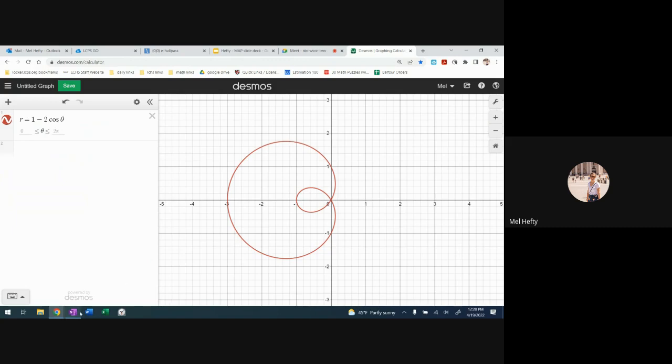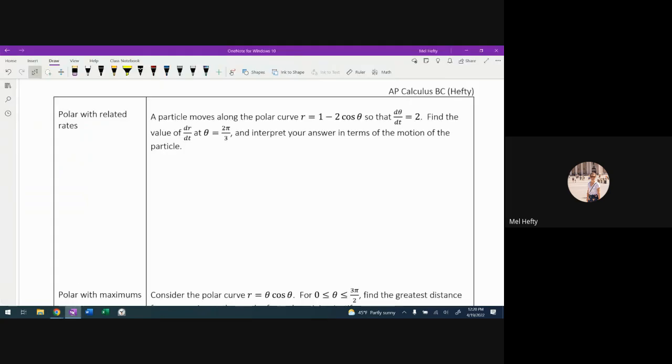So again, though this has r's and thetas, this is not a scary question. dr/dt is telling me to take a derivative, but now I'm doing it with respect to t. So let's try this. dr/dt.